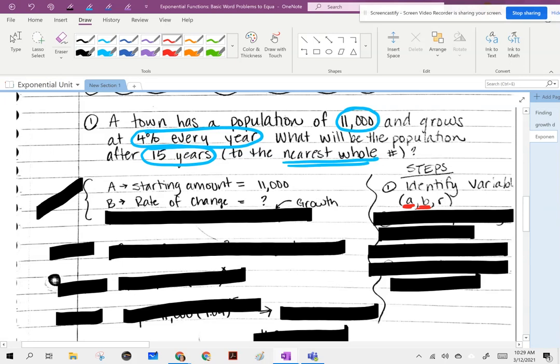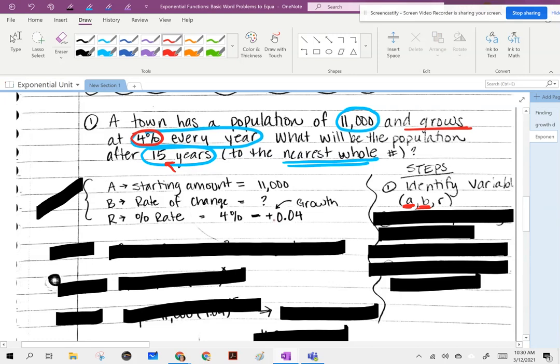It's not very clear. This right here is a percentage rate, and this 15 years is about time, and I'm not even there yet. So let's take a look at the rate of change. We don't know. Let's take a look and see if we can find out the R. Well, the R is the percentage rate. It's 4%, and it's positive because it says it grows.